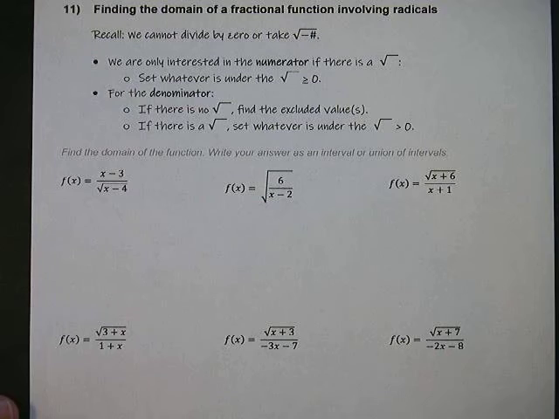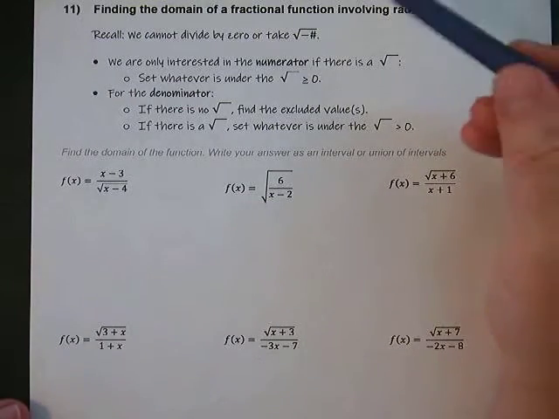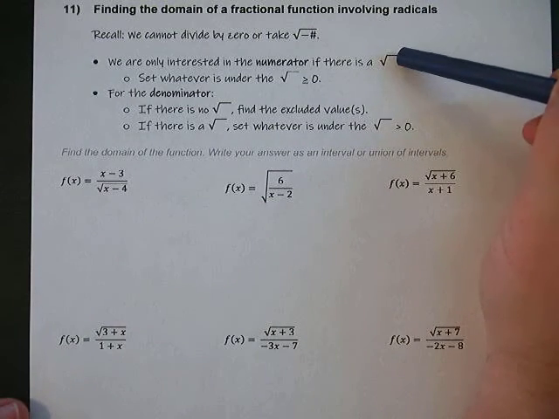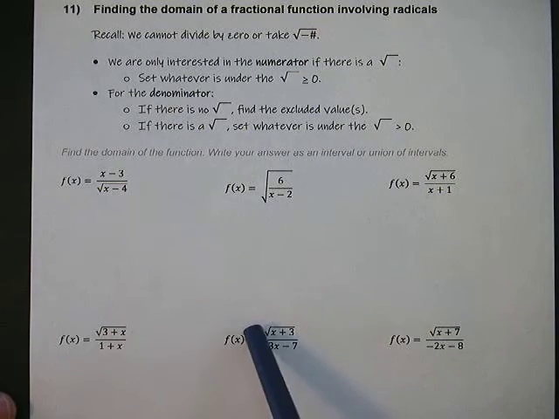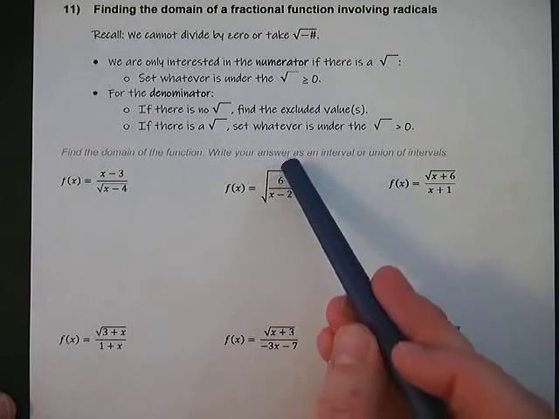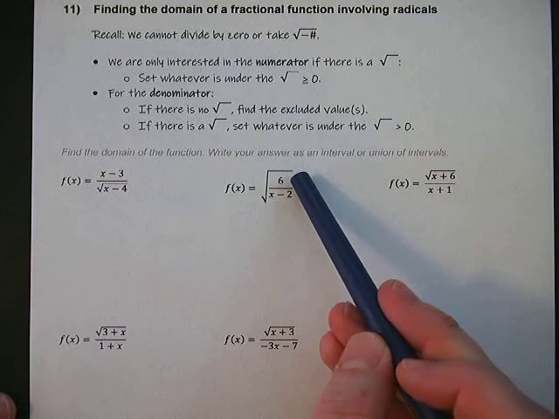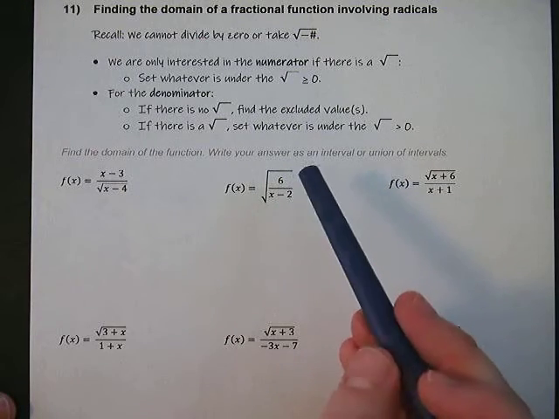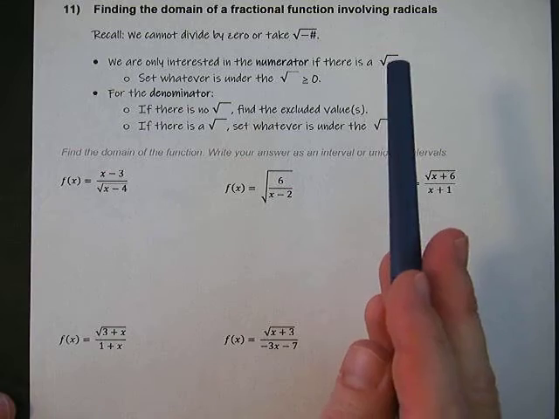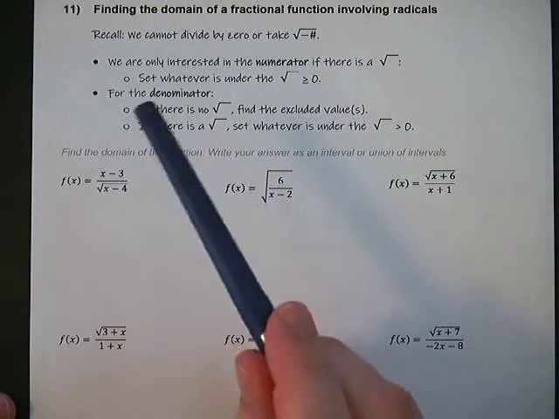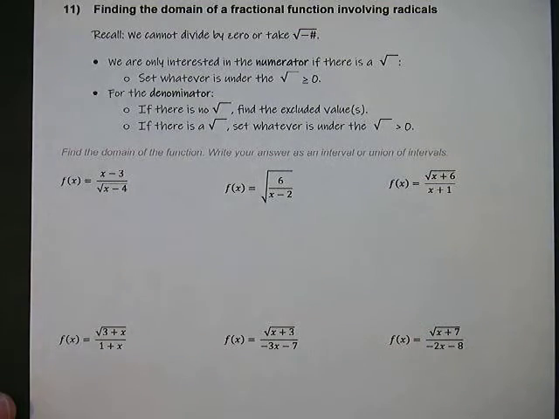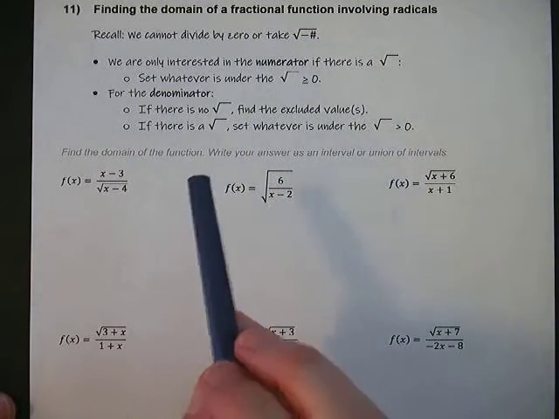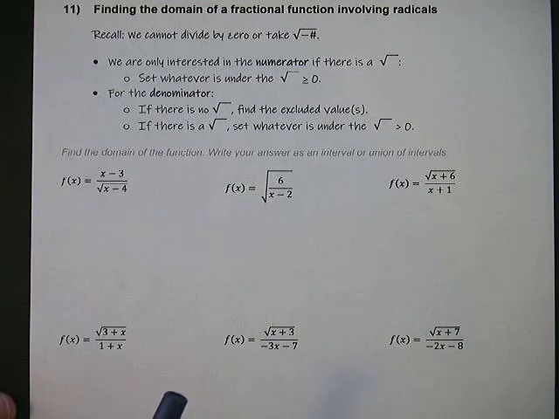We're only interested in the numerator if there is a square root in it, such as this one, and this one, this one, this one. This one, not so much, because there's no variable in the top. We'll talk about that when we get to it. But if there is a square root in the numerator, the top, you'll set whatever's there greater than or equal to zero. In the denominator, if there's no square root, then you just set it equal to zero and solve for whatever's left.